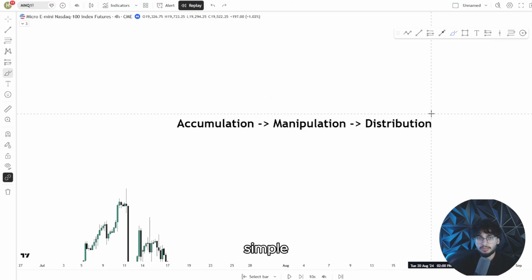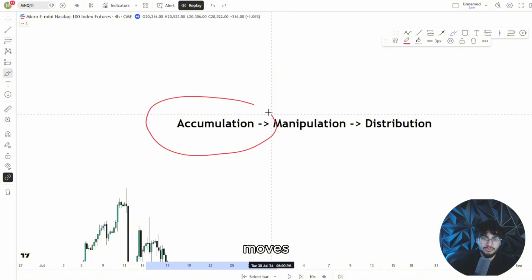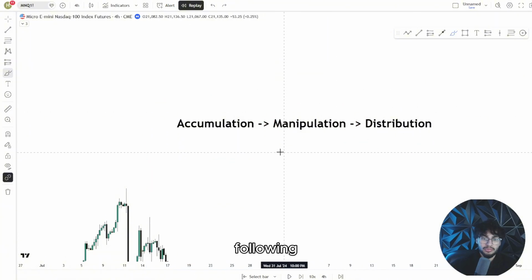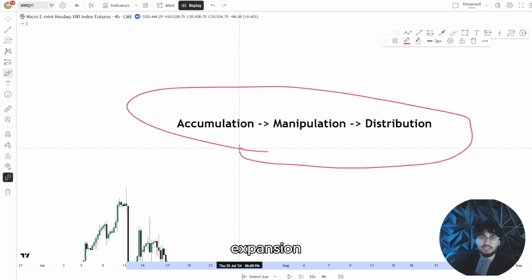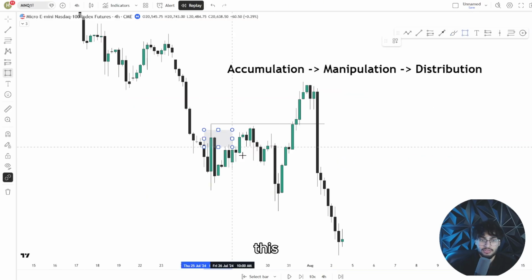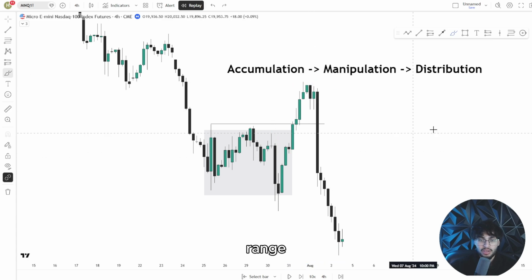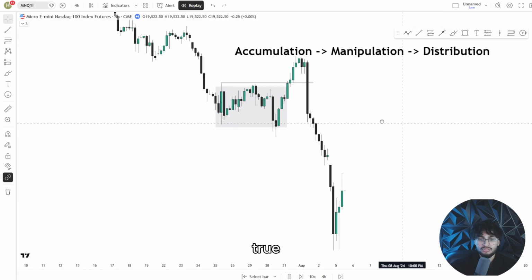And AMD is very simple. The principle behind it is that price moves from an accumulation to a manipulation and then a distribution, following this 3-step pattern in every single expansion. So in this example, we have this accumulation, then we manipulate, right, the fake out of the range, and then we actually distribute into the true draw on liquidity.